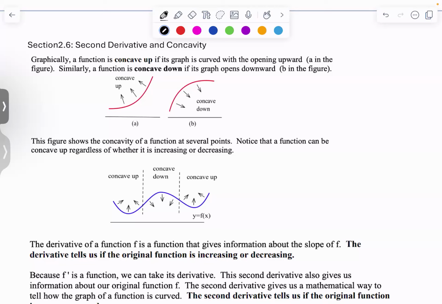And in the figure below, we can see that this figure has some places where it's concave up, some places where it's concave down. And our second derivative is really going to highlight for us the points where it changes from concave up to concave down and vice versa. That's going to be one of its big purposes here.